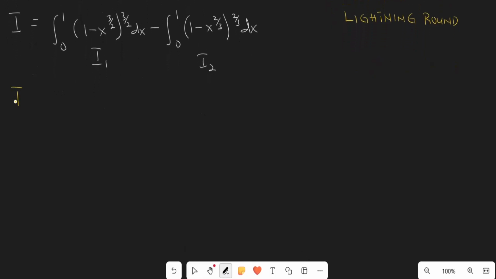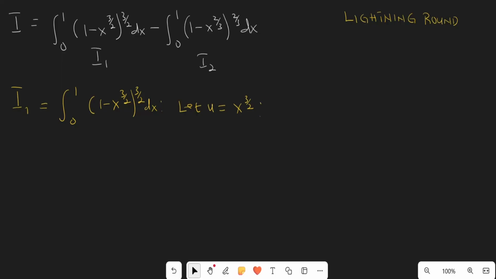So the first one, let me do it in yellow pen. Why not? So I1 is going to be the integral from 0 to 1 of (1 minus x raised to the power 3 over 2) raised to the power 3 over 2 dx. Let's do a u sub here. We can let u be equal to x raised to the power 3 over 2, right? So the limits of integration will not actually change, because when x is 0, u will be 0. When x is 1, u is going to be 1. So the limits will not change.